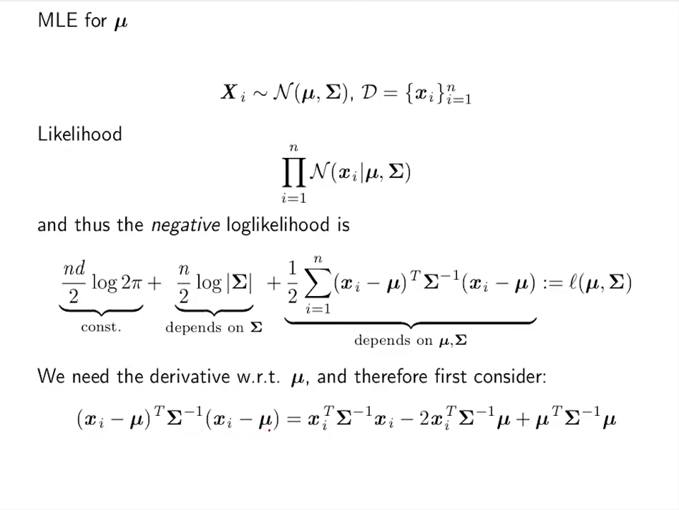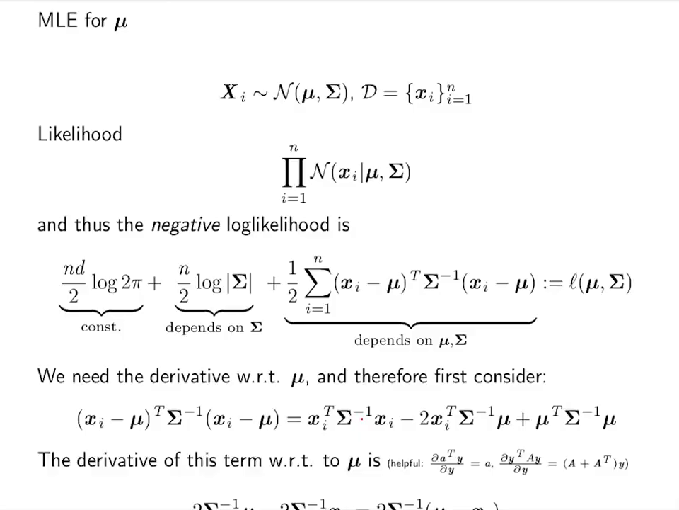So we do this, a little bit of multiplications, and we get these smaller chunks that are easier to handle. And for example, you see there's no dependency on mu here, so when looking at the first derivative, this is definitely something that will get lost.